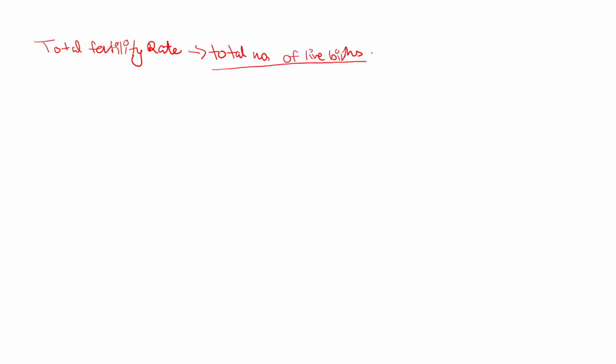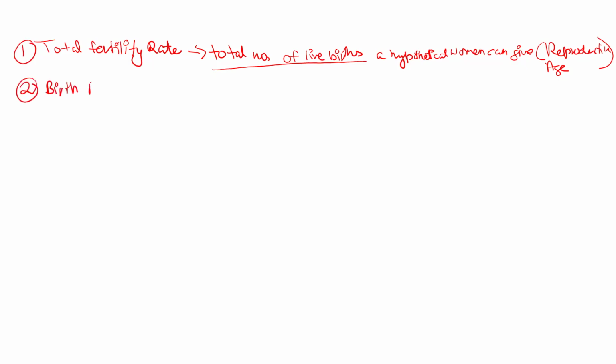So the total number of live births a hypothetical woman can give if she lived in the particular reproductive age of that particular area. This was total fertility rate. Now let's focus upon the birth rate. Birth rate basically means the number of live births per 1,000 of population in a given area during a given period of time. So it is the number of live births per 1,000 people.